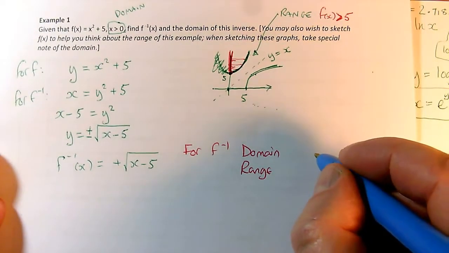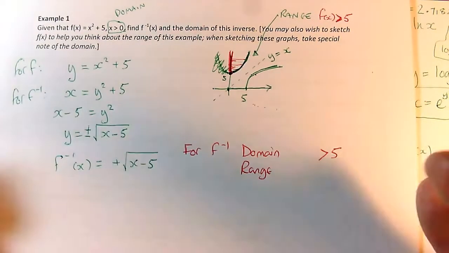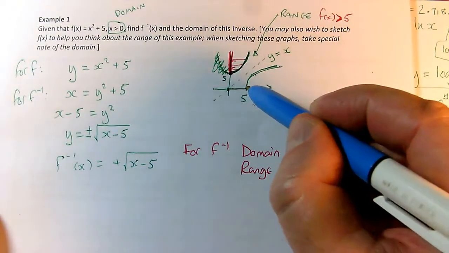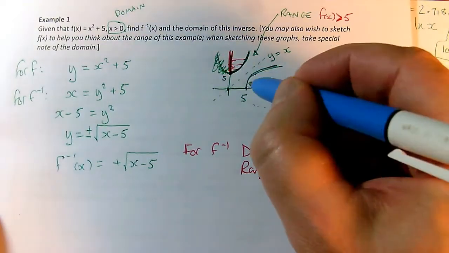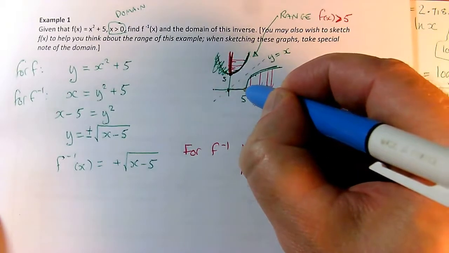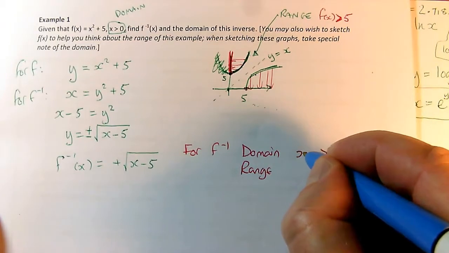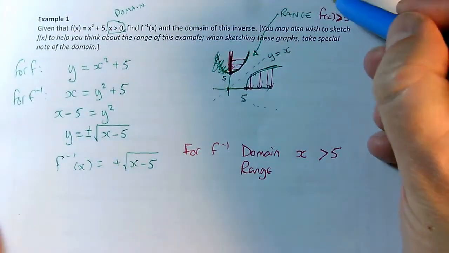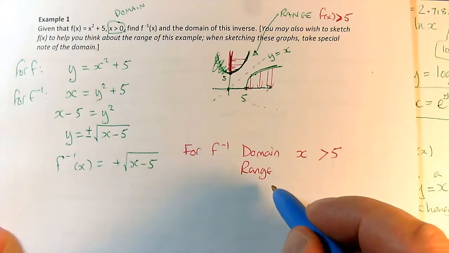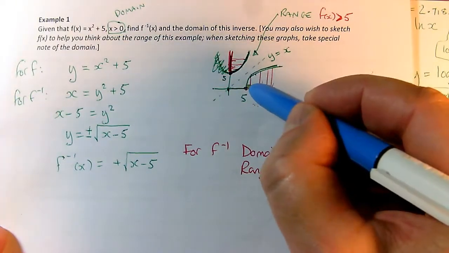So the domain is going to be what the range was originally, which is greater than 5. Except I don't say f of x is greater than 5, because now I'm looking at this graph. The domain of this graph is the x values that I can put in, all of these x values. Not including 5, this point is not included, but any value bigger than 5 works as an x. So domains always refer to x. So it's this same set of values, but described using an x. And the range of the inverse function, what y values can I get here?